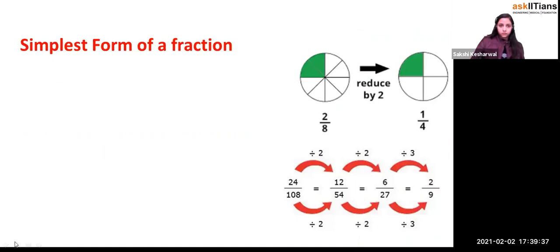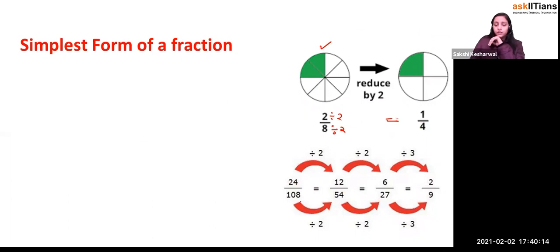So simplest form of a fraction means what? Let us suppose you have a fraction, right? You have divided this circle into 8 parts and taken 2 parts of it. Like I said about equivalent fractions, you have to take the same part of the other one, right? So if you divide this by 2 and then divide by 2, you will get 1 by 4, right? You're just halving it. So similarly, if you have a very big fraction and you want to convert it into the simplest form, you can always proceed by dividing and get the answer.